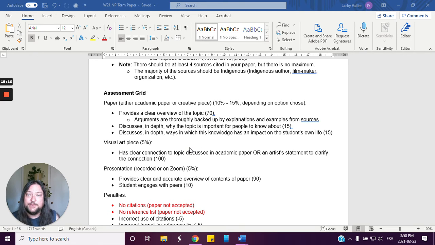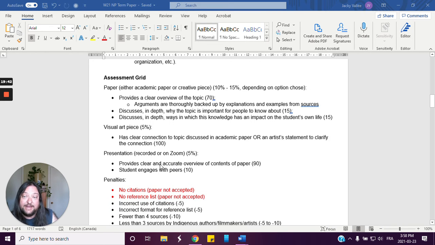Just let me know. Now, those of you who choose, say, option 3, where you have a smaller paper and a visual art piece, well, here it will be assessed on the relevance, right? So either it has to have a clear connection to the topic that's discussed in the academic paper, or an artist's statement to clarify the connection, all right? And so that's that for that.